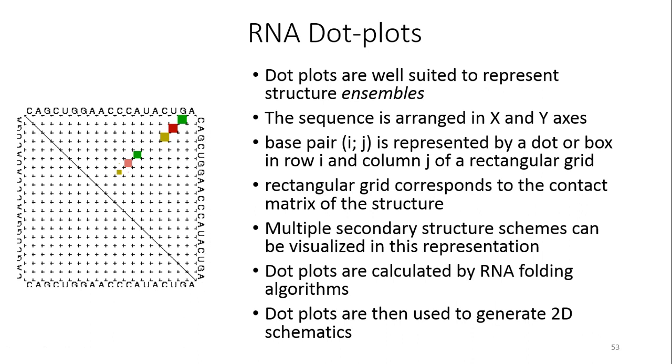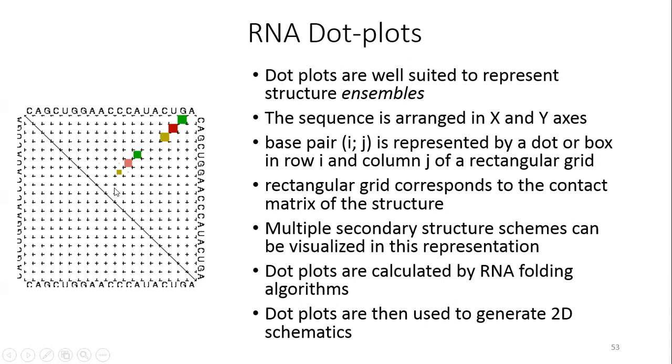Wherever there is a base pair, in terms of i and j, a dot or a box in row i and column j is placed in a rectangular grid. So first you would create a grid, and wherever there is base pairing, you would place a dot or a rectangular box. Initially it is a dot, therefore we call it a dot plot. This rectangular grid corresponds to the contact matrix.